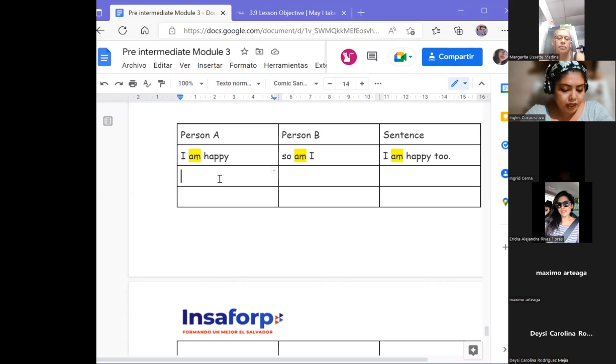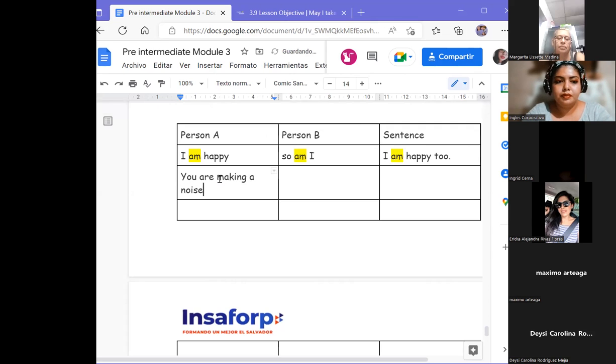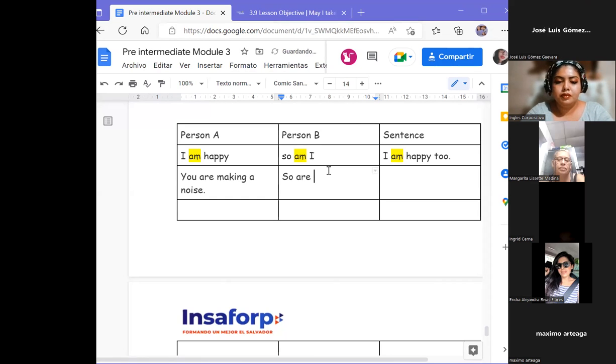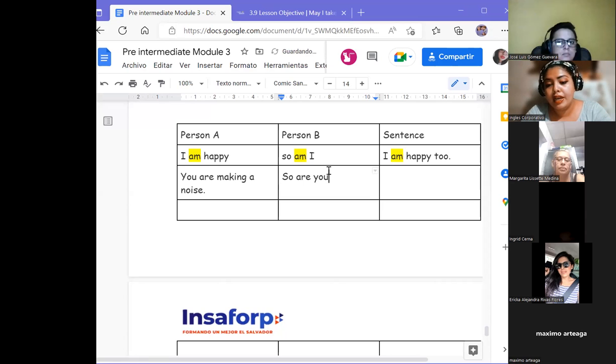Number two, you are making a noise. You are making a noise. And we have the person B. So are you. We're using the verb to be again. And for the next one, it says, you are making a noise too.